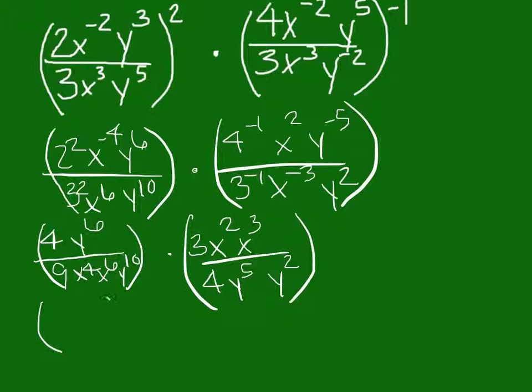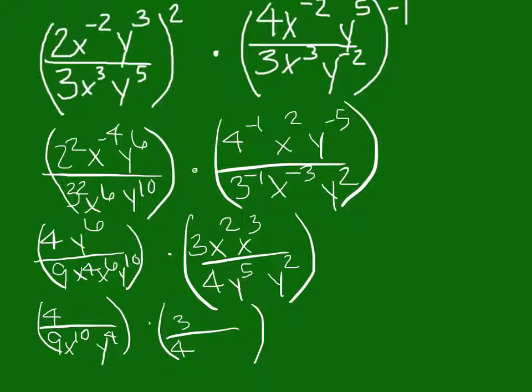Now we simplify again. 4 over 9. Our x is simplified to x to the 10th. There are more y's on the bottom than there are on the top, so the y stays on the bottom. And there's 10 on the bottom and 6 on the top, so how many more are on the bottom than on the top? 4. Times, keep the 3 over 4, becomes x to the 5th, y to the 7th, because x squared times x cubed becomes x to the 5th, and y to the 5th times y squared becomes y to the 7th.